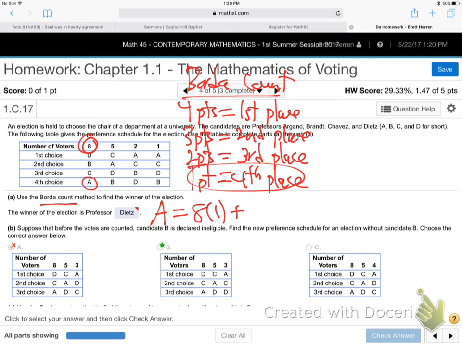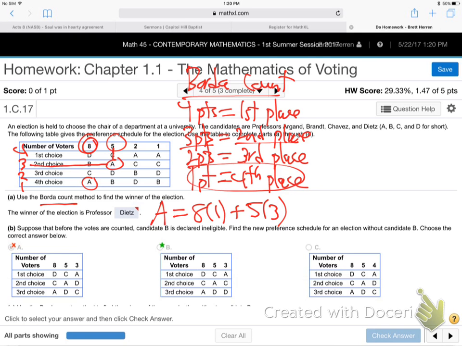So next, how about these 5 people? Where did they put A? Second. How much is the second place vote worth? 3. So 5 people each gave A 3 points. Does that make sense? Number of people times the point value. First place is worth 4 points, 3 points, then 2, then only 1. So 5 people gave 3 points to A.